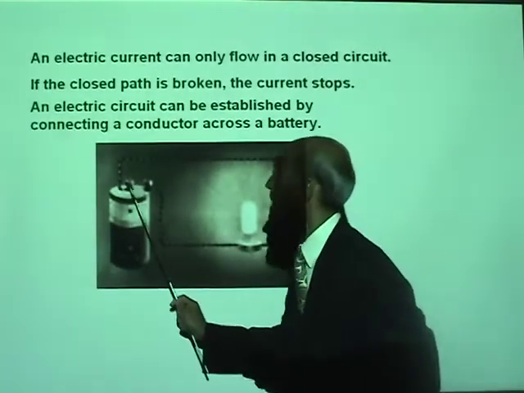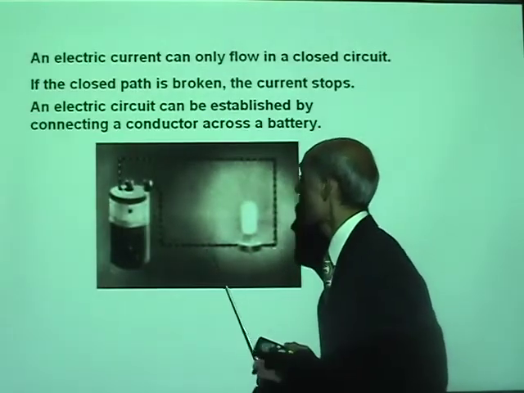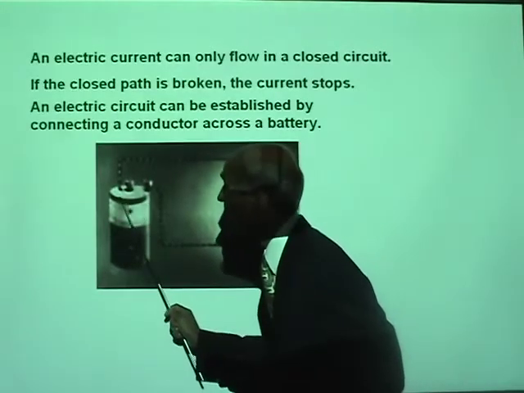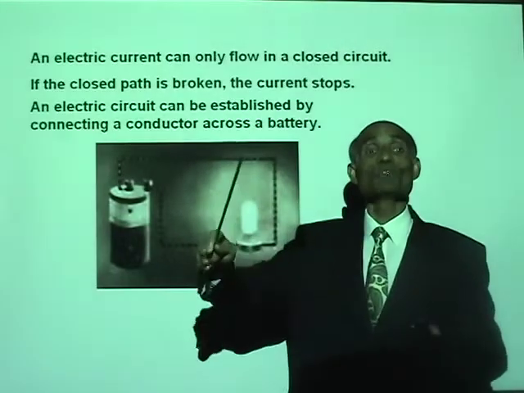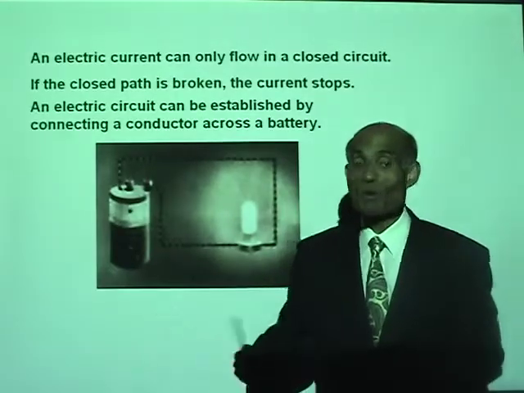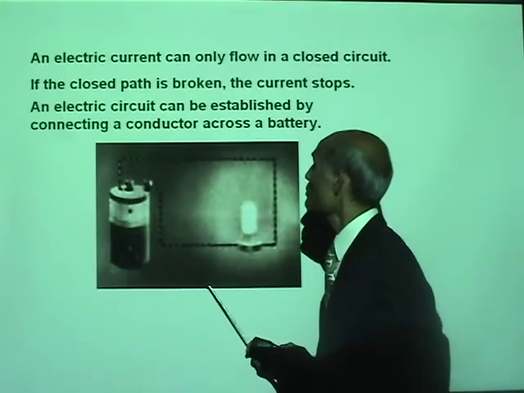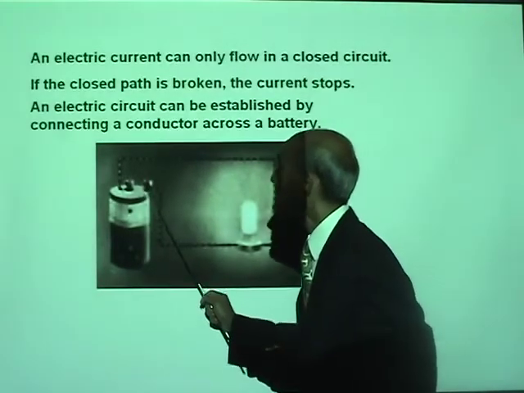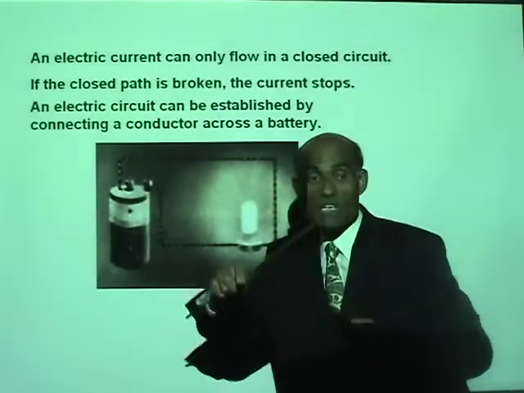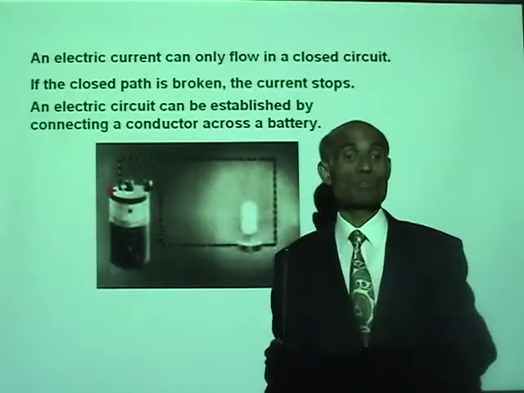Now remember, the current flows from positive to negative outside the battery, and then it flows from negative to positive inside the battery. That is the closed path. The path of the electric current cannot be broken. It flows from positive to negative through the outside conductor, and then negative to positive inside the battery, so that the path is a closed path. If you now make a break anywhere, the current will stop.